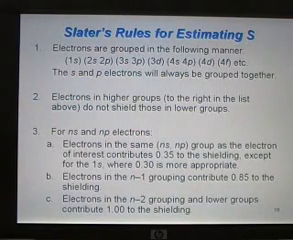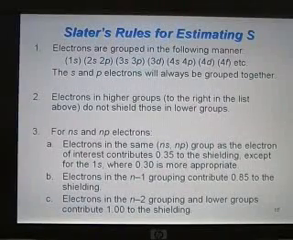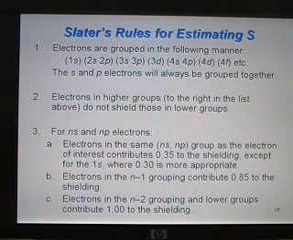Now that we're getting ready to calculate the effective nuclear charge, let's learn about Slater's rules and how they can be used to estimate the shielding constant S. First, we must write the electron configuration and group the electrons in the following way.